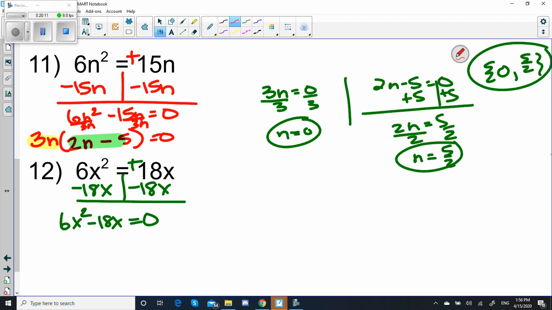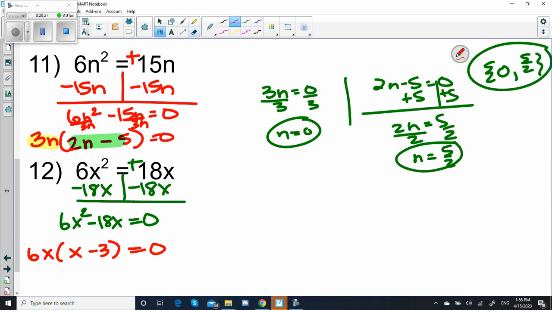All right, so thinking about my greatest common factor, the highest number that can come out of a 6 and 18 is a 6. And the most amount of x's I can take out of x squared and x is x. So this is x minus 3 equals 0 on that inside.